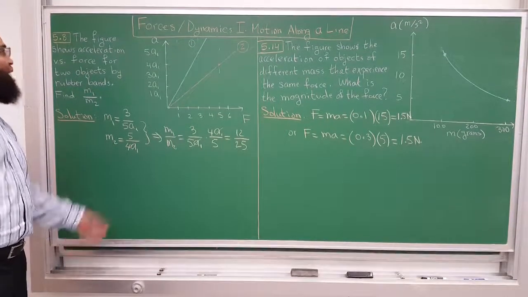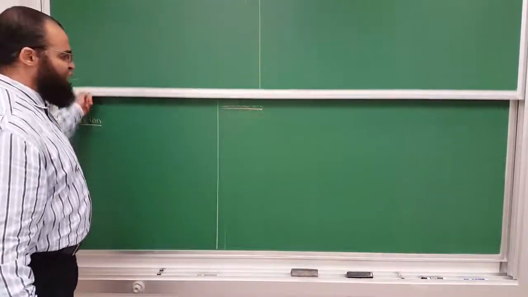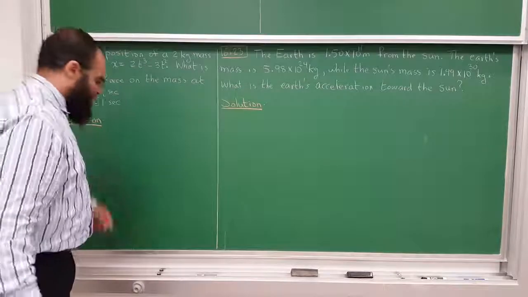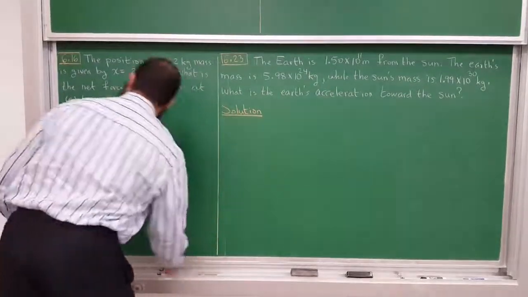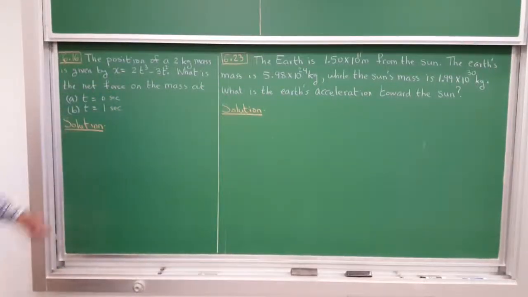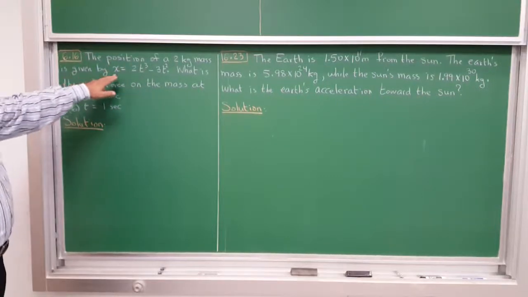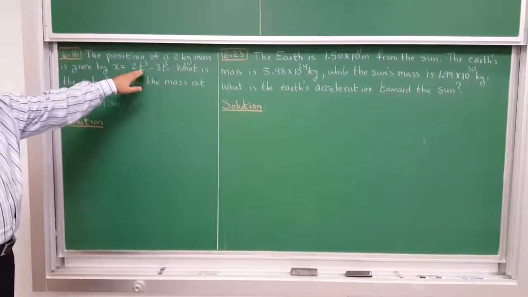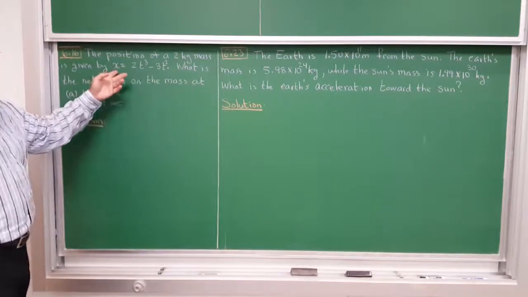This is chapter 5. So let's go to chapter 6 now, where we start applying Newton's second law. The first question says, the position of a 2 kilogram mass is given by x equals 2t cubed minus 3t squared. t is in seconds and x will be in meters.